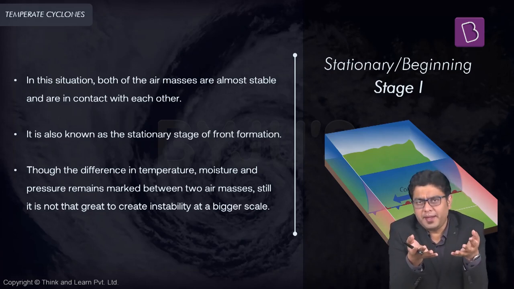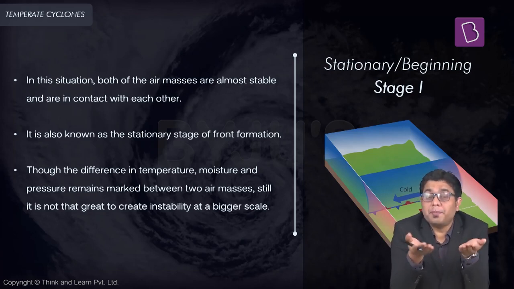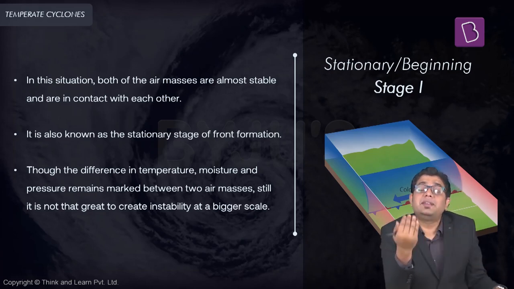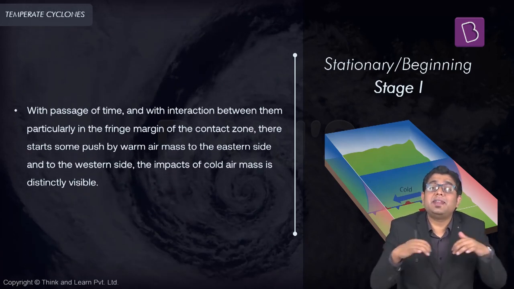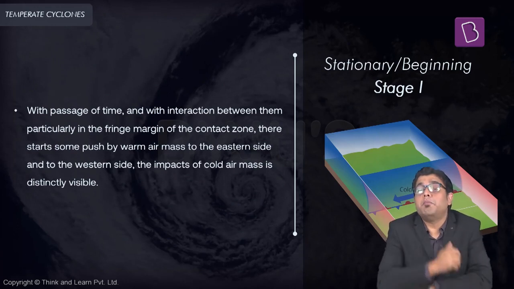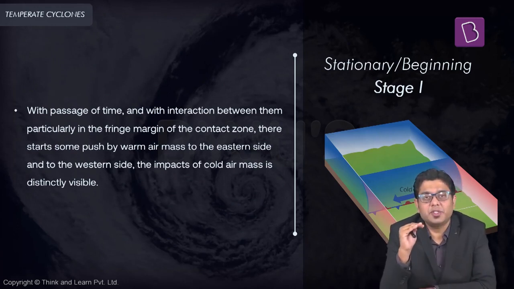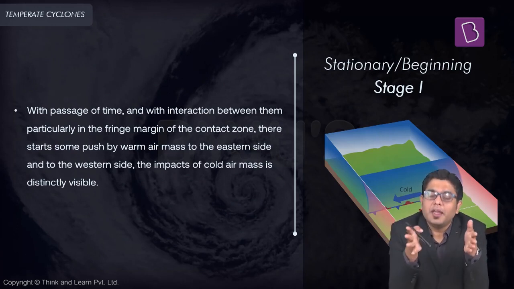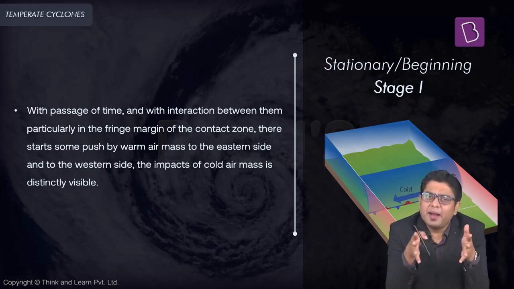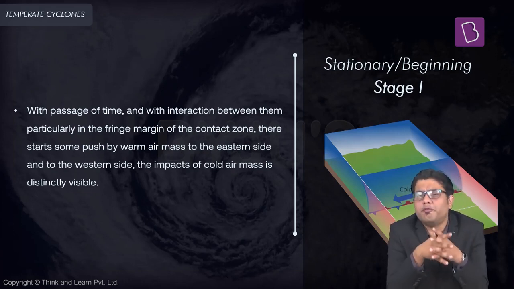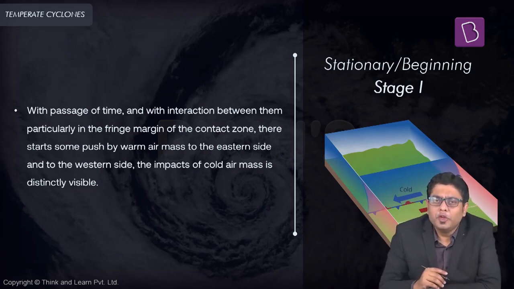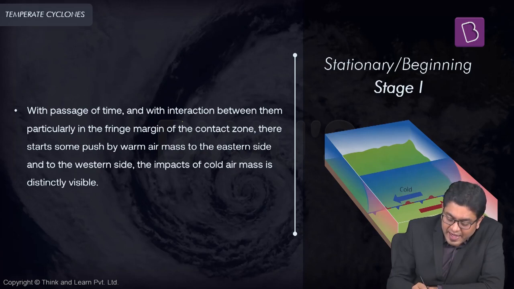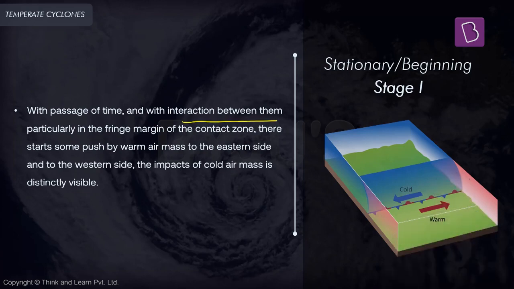But the typical characteristics that you can associate with this particular stage of temperate cyclone is that there is a sense of stability. Even though there is a temperature and pressure difference, but that ends up appearing slowly and steadily as these air masses end up interacting more. But in the first stage, they just appear in front of each other and the instability is not very, very high. So with the passage of time, gradually, you will see that there is an interaction between these different air masses along the contact zone.